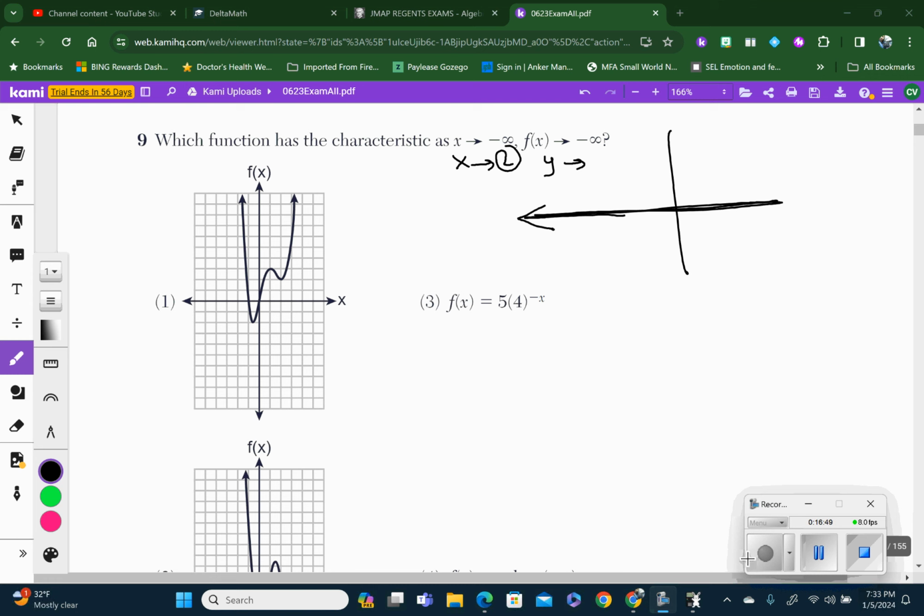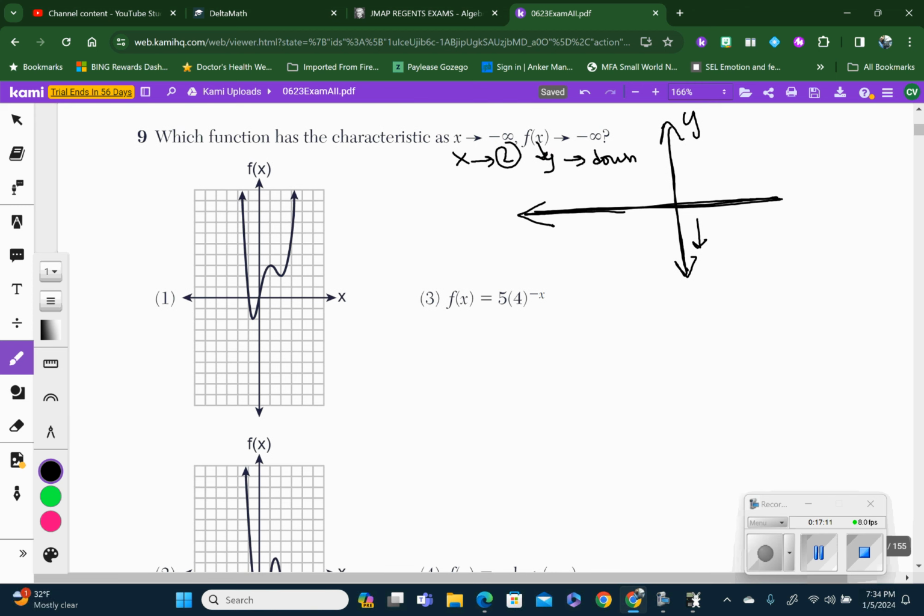But anyway, I'm back. So f of x is y. So I already said that. And where does y go, right? Y goes either up or down. This is our y. So if it's going to negative infinity, then it is going down. Okay. So what we're going to do is take a look at each of them and see which one has that.